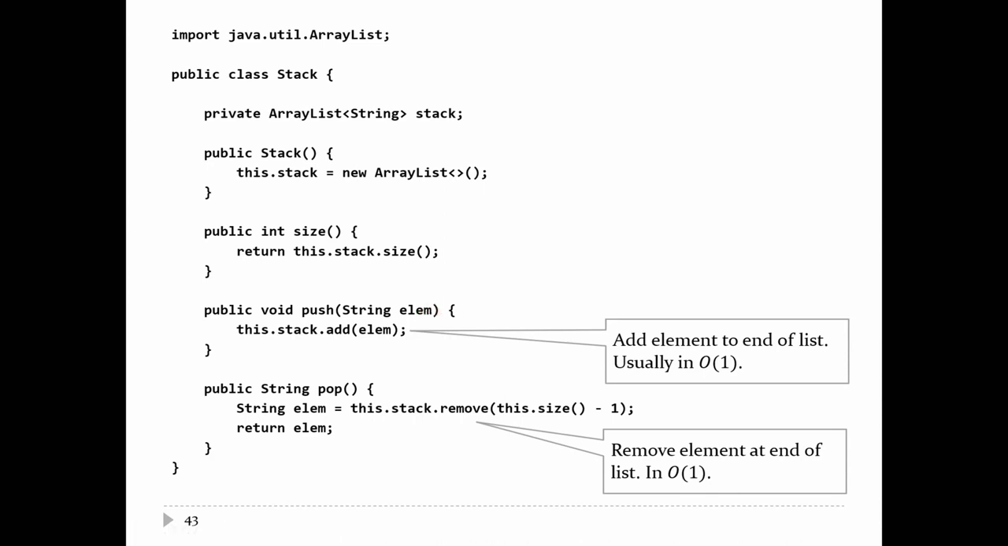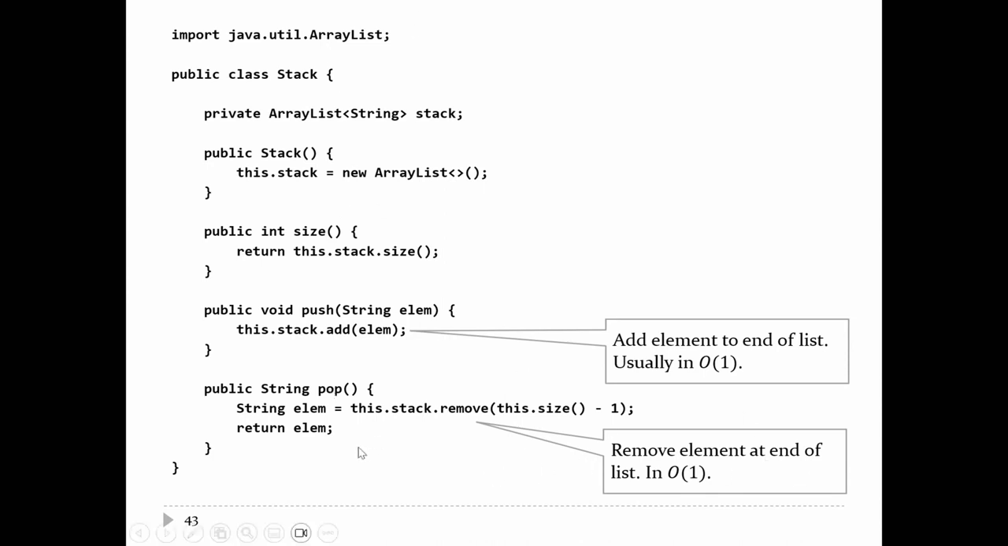Okay, so what does push do? Push takes in a string and adds the string to the end of the list. What does pop do? It removes the last element in the list. What's the index of the last element of the list? The size of the list minus 1. Notice that remove throws an exception if this index is invalid. So that's nice too. We even get the exception for free.